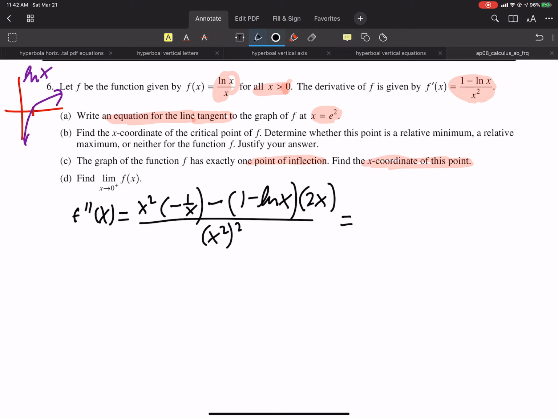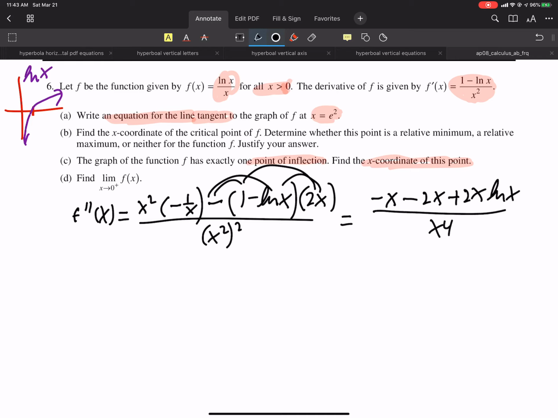So if we simplify the first part, we get minus x minus, let's go ahead. Do I want to distribute this? Let me think. I think I'm going to need to. So we're distributing the minus sign and the 2x. So minus 2x, and then plus, because we have two negatives, 2x ln of x all over x to the fourth.